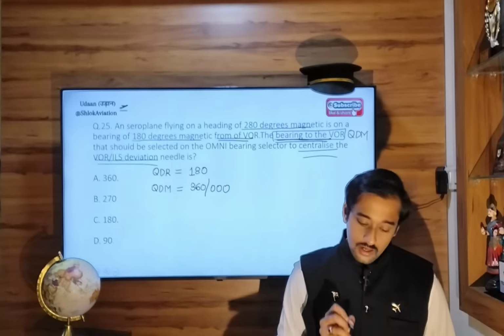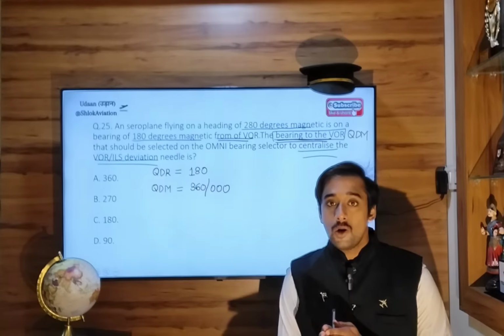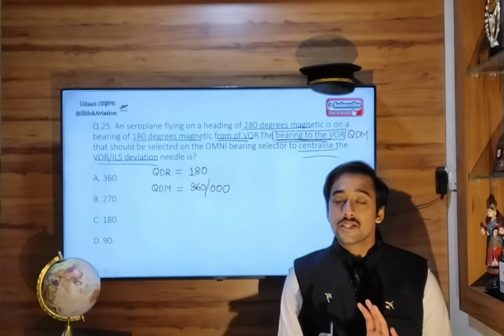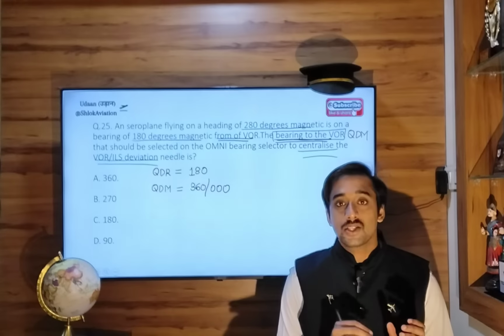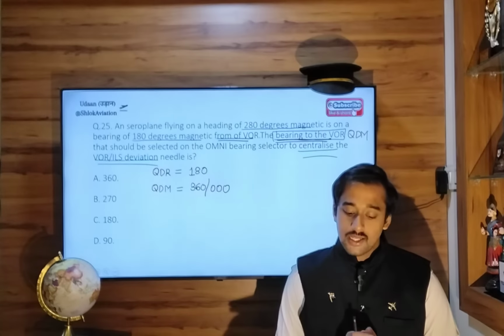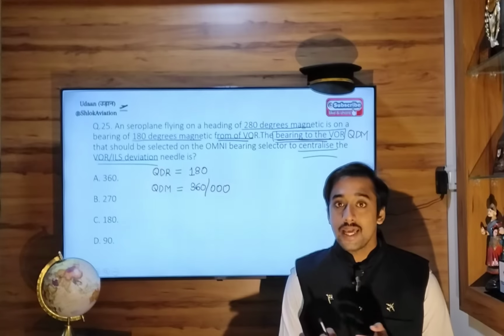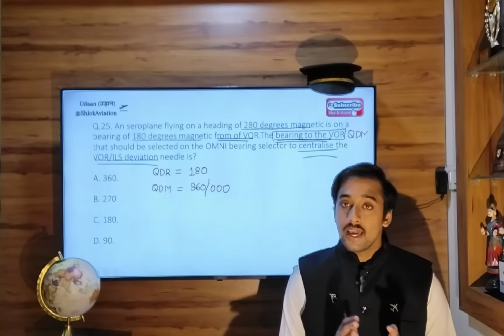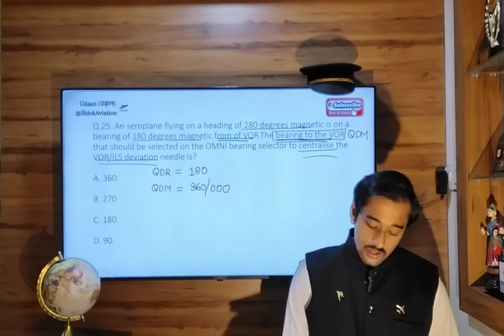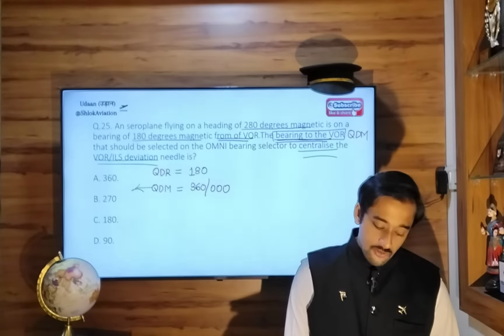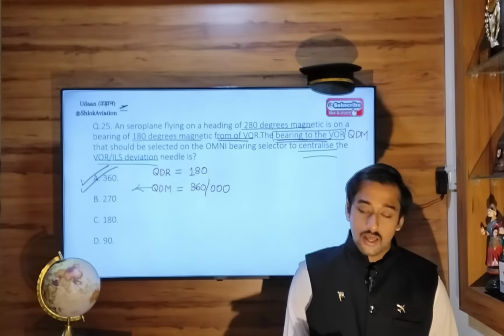Okay, so it depends whether you're flying inbound or outbound. A radial takes you outbound, a course takes you inbound. So over here they are asking for bearing towards the VOR, meaning QDM, or you're flying inbound. So that will be what? 360 or 000. So the correct option will be option A.